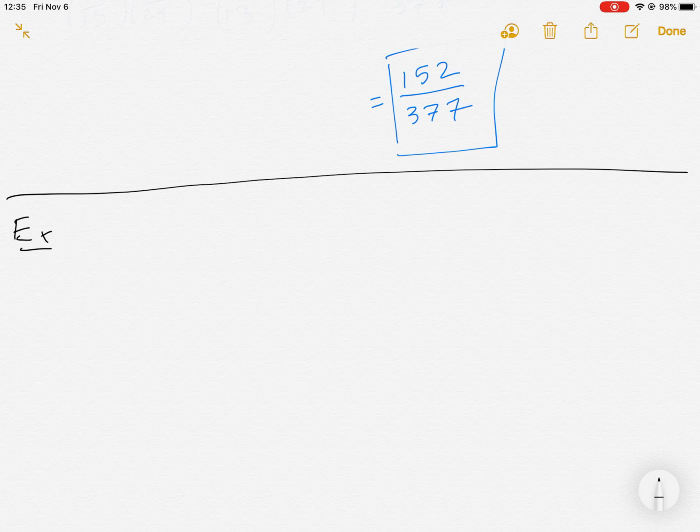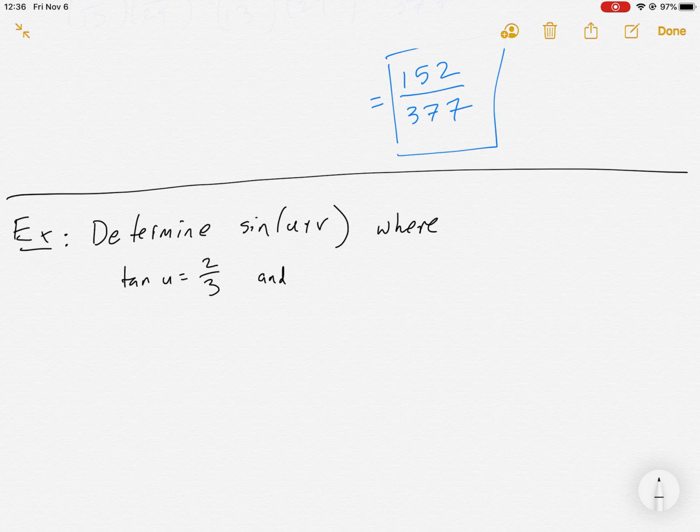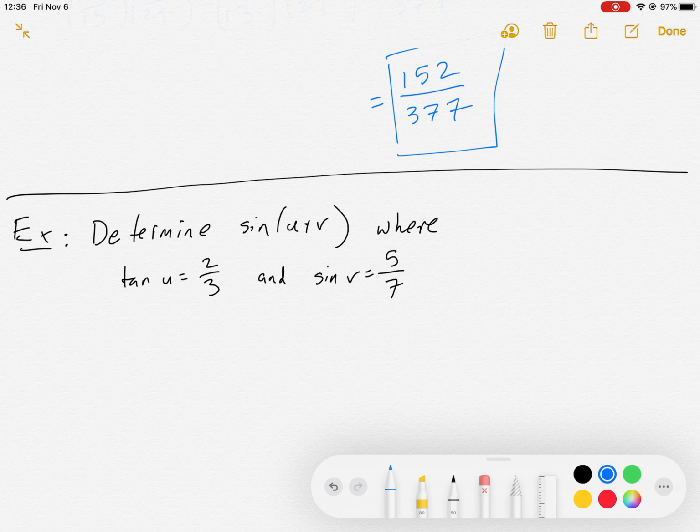So what I would like to have us do is determine, let's do sine of u plus v this time. And we're going to say tangent of u equals 2/3 and sine of v equals 5/7. So these ones are not going to turn out to be Pythagorean triples. We're actually going to have some square roots when we do the Pythagorean theorem in these ones.